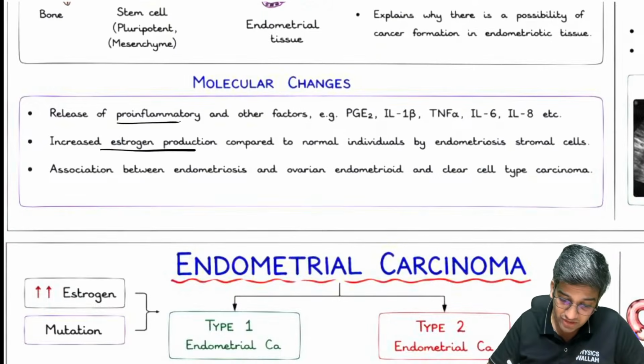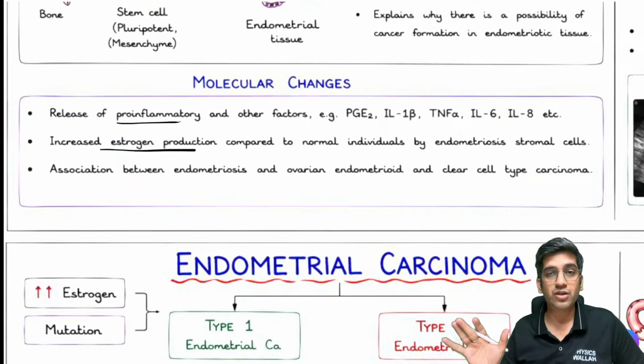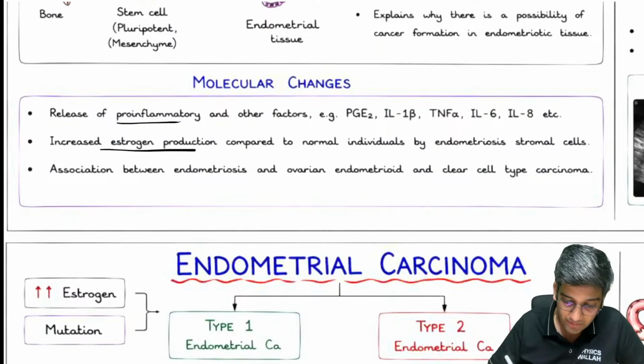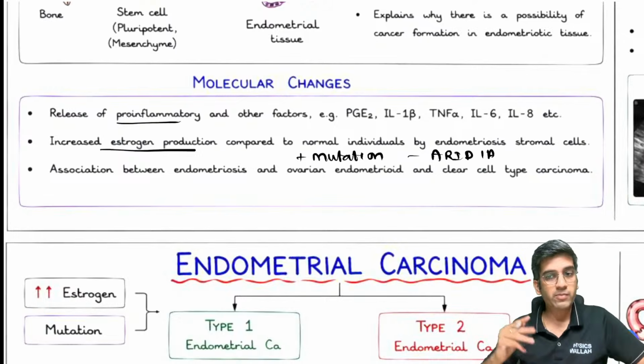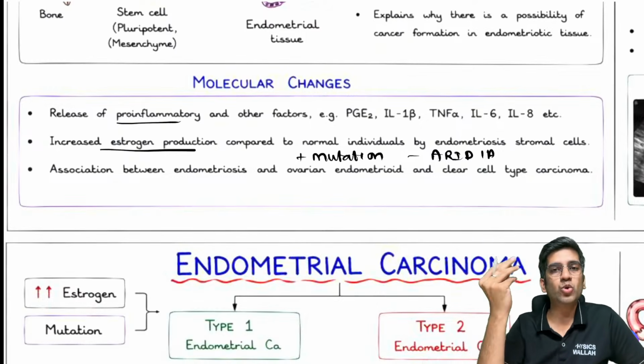They increase estrogen production compared to a normal endometrium. So they're not just in wrong sites, they're also different. And they also have a few mutations. One of the common mutations seen is ARID1A. If you can remember ARID1A, write ARID1A, otherwise just write that there are mutations also noticed.